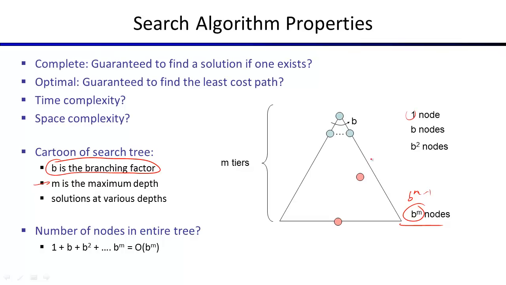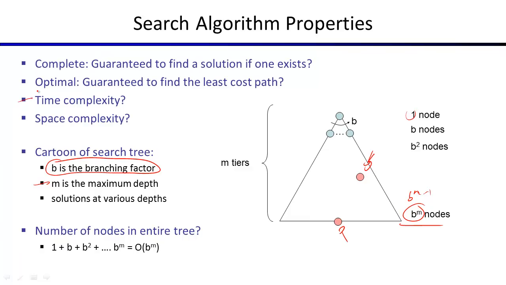Solutions could appear at various points in your search tree. There could be a solution down here, one up here. There could be more solutions. Often there's multiple ways of achieving the goal, and there could be even multiple goals. And so the questions we can now ask is, what is the time complexity of depth-first search if we assume a branching factor of B and a maximum depth of M? And with time complexity, what I mean is the worst case. What's the worst case for depth-first search of how long this would take?